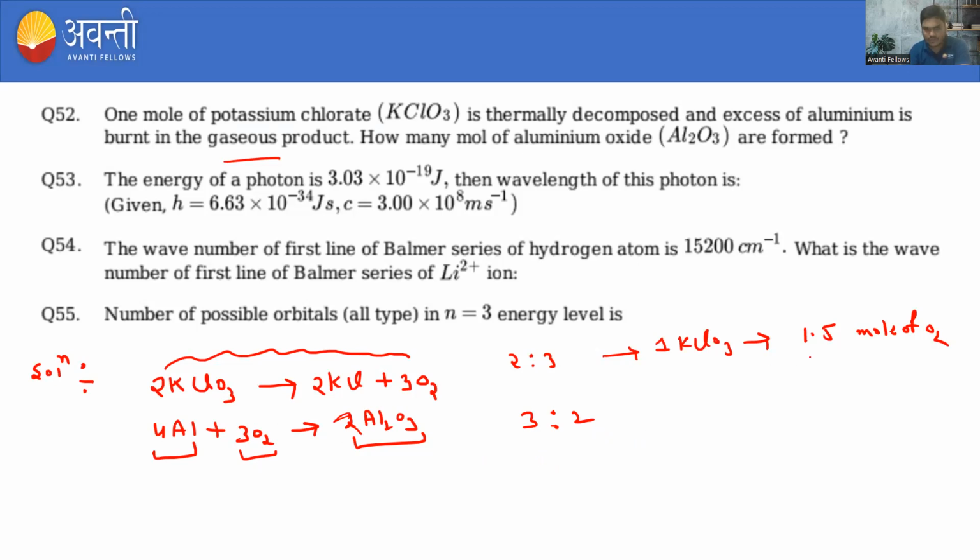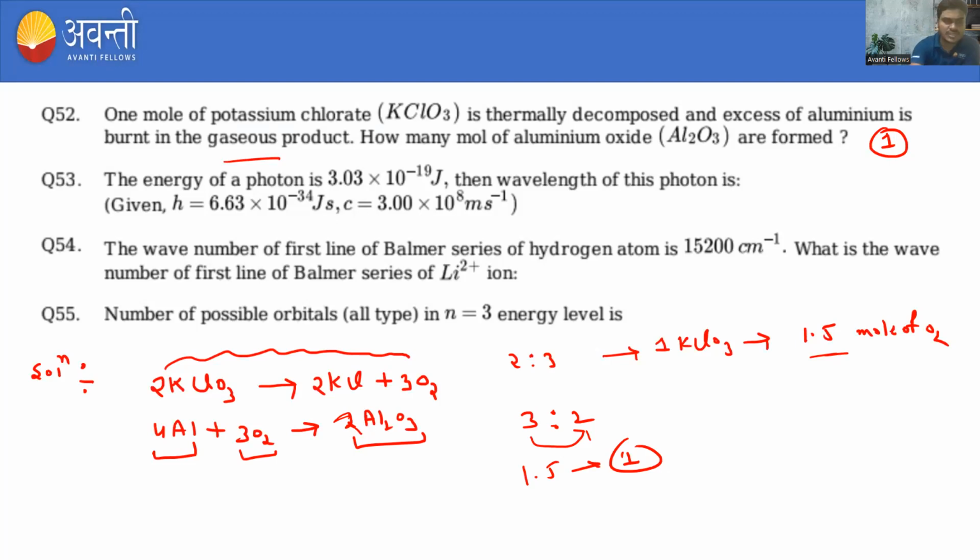Since we have only 1.5 mole of O2, how many moles of Al2O3 will be produced? That is obviously 1, because if the 3 mole produce 2 mole of Al2O3, then 1.5 mole will produce 1 mole only. So what is the correct answer for this question? That is 1. So this is a very interesting and very good question, right?